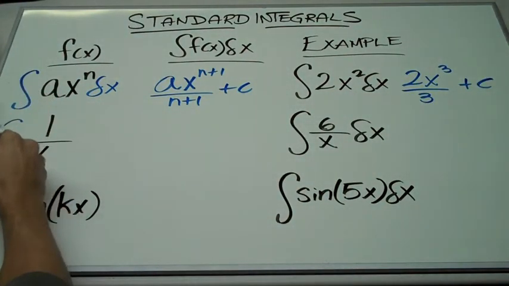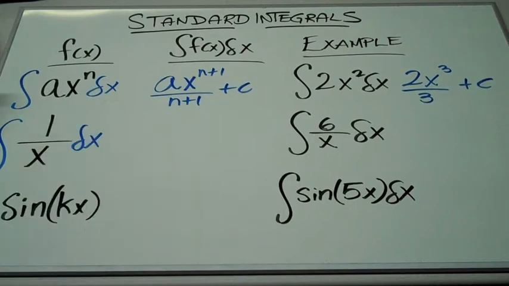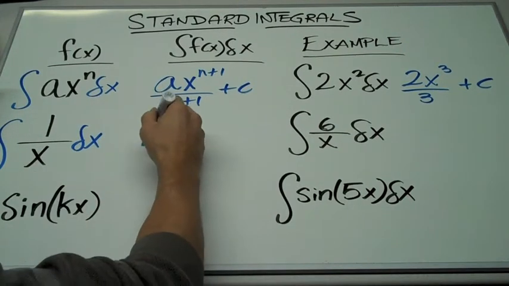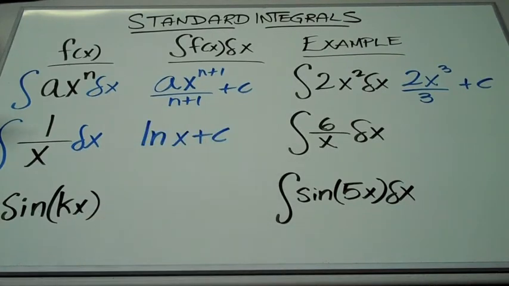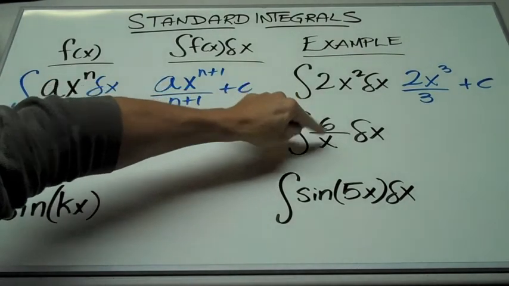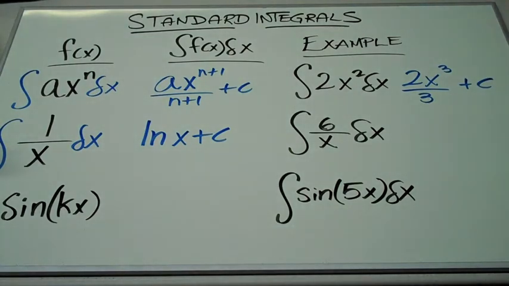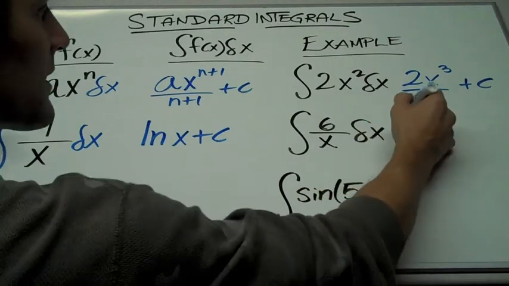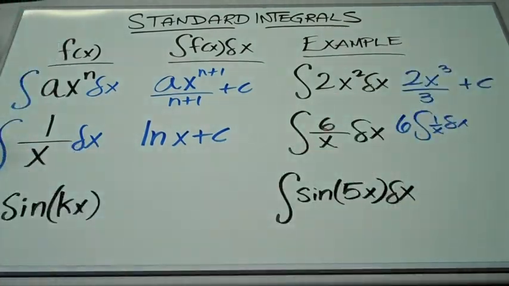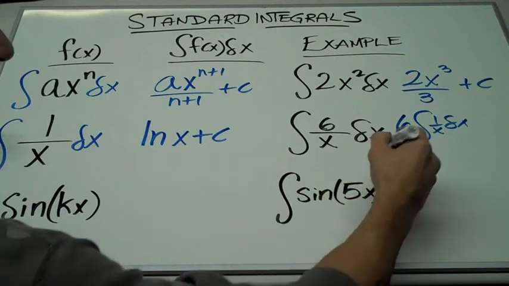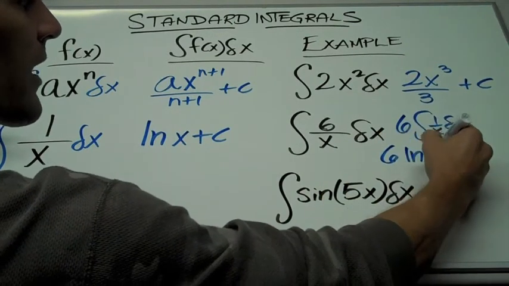If I take the integral of 1 over x dx, I get natural log, or log base e, x plus c. For example, the integral of 6 over x dx is really the integral of 6 times 1 over x dx. I can split that 6 out because it's just a constant. I know that the antiderivative of 1 over x is natural log x, so this becomes 6 natural log x plus c.